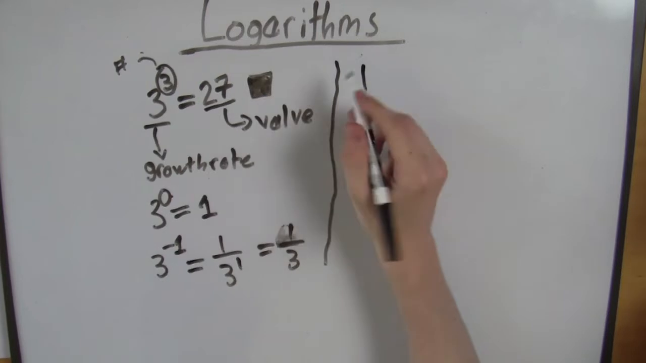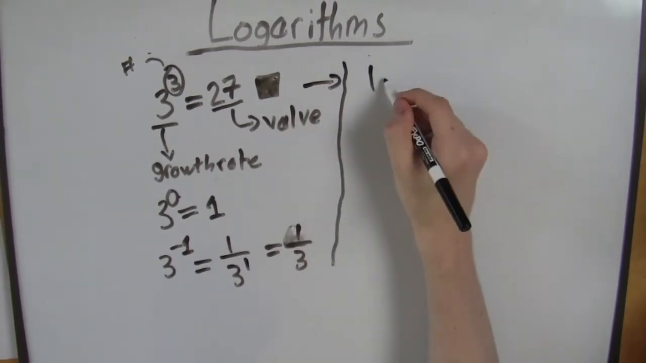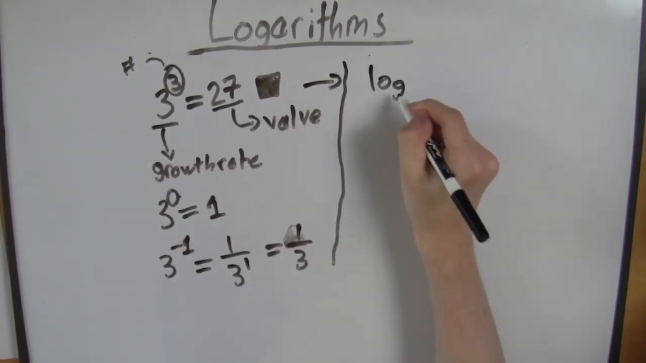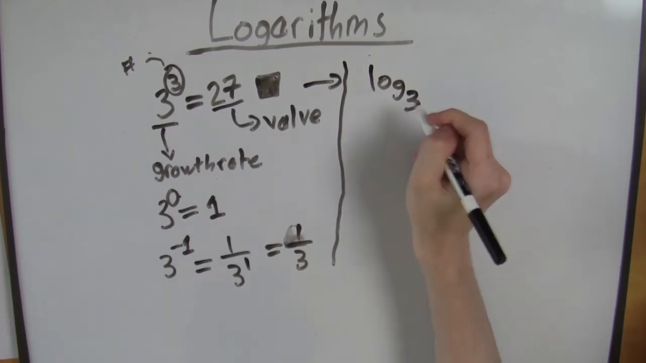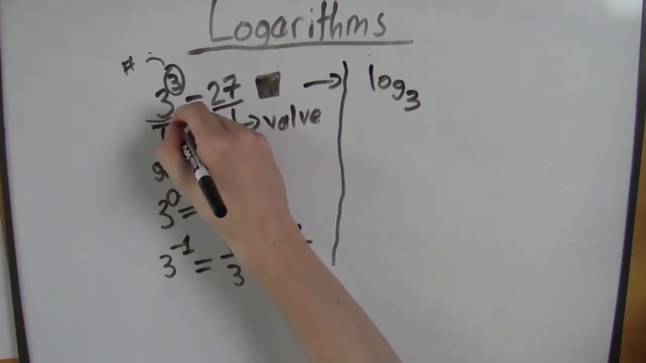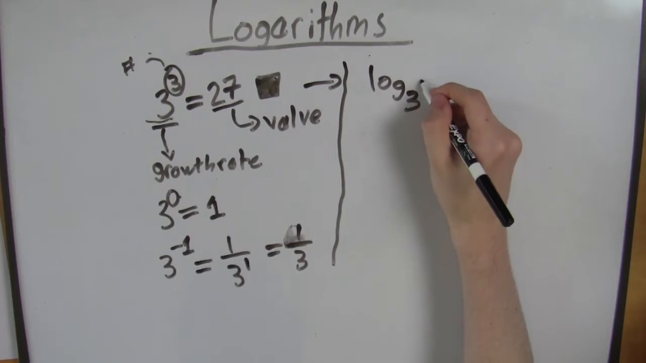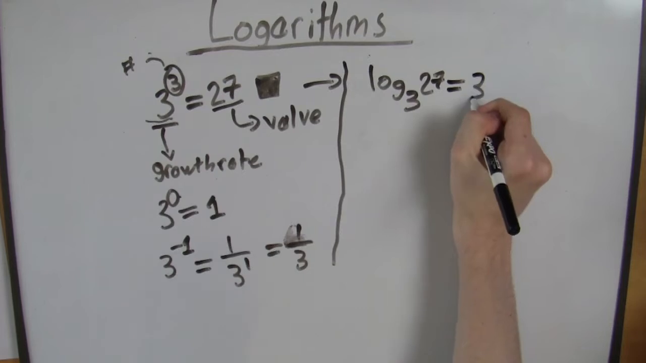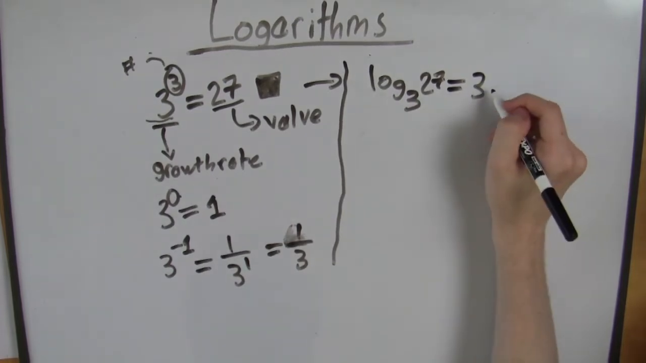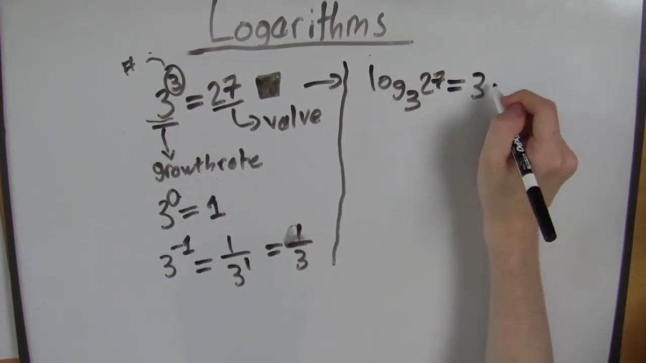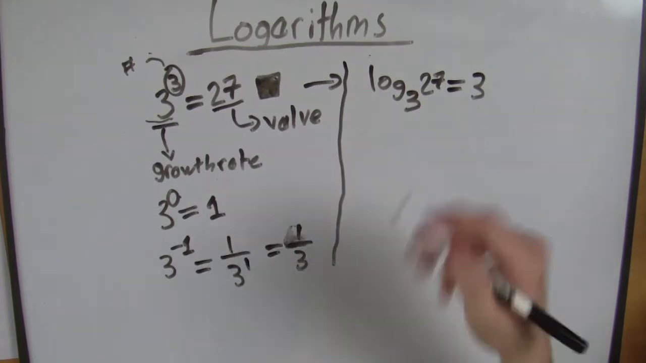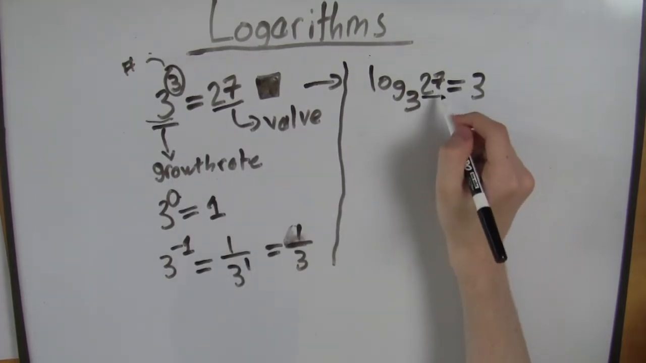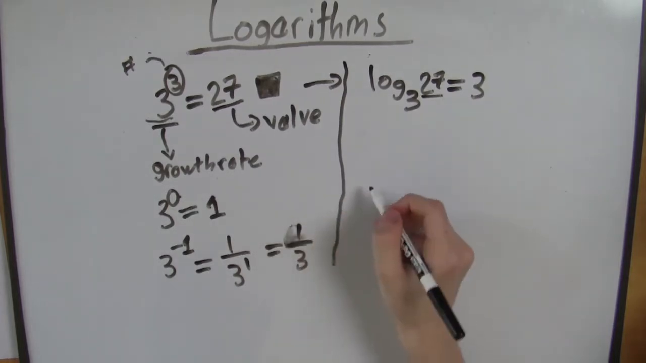So let's rewrite this equation right here as a logarithm. That's log base 3. I say base 3 because the base in here is 3. Log base 3 of 27 is 3. So I've pressed this button 3 times, each time tripling in size, so I'm 27 times as big.